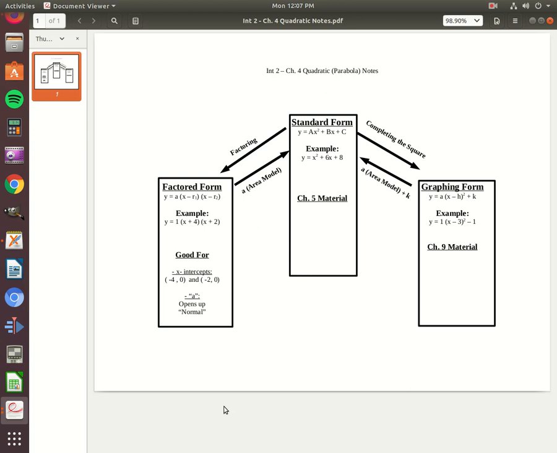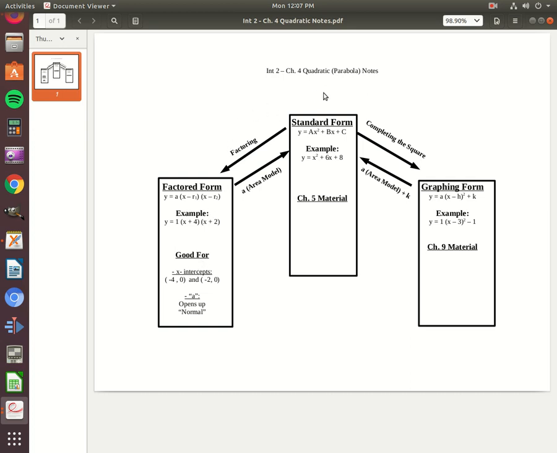All right, so Integrated 2, Chapter 4, Day 3. Again, we're starting with the idea that we're going to be given a quadratic equation that we know will make a parabola, that kind of U shape. We're going to start with it in standard form, or like Chapter 1, as a sum, and we're going to factor it into a product form so that we can get the x-intercept. So that's the goal. We haven't really done it yet.